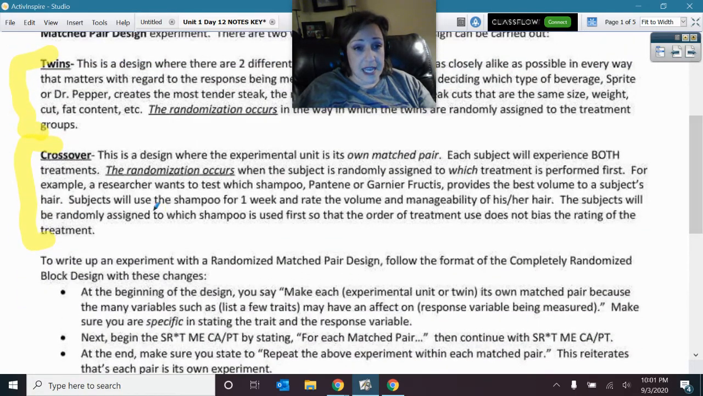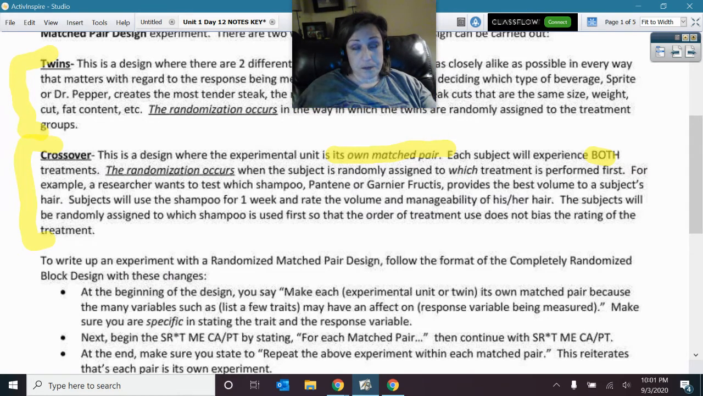A crossover design is when, in the experiment, a subject is its own matched pair. And so this is happening because the subjects will do both of the treatments. But the randomization occurs is you would put all the subjects into a bag, and all these subjects are going to do both treatments, but the difference is what order are they going to do them in?